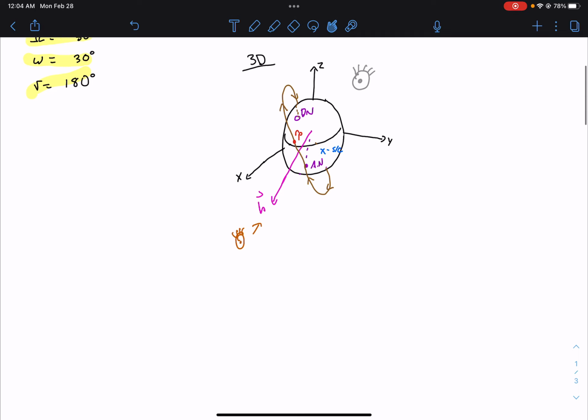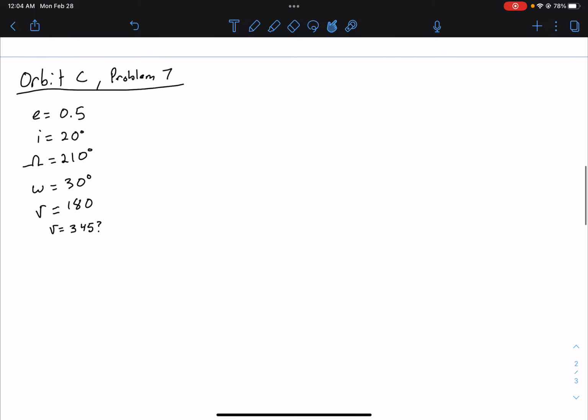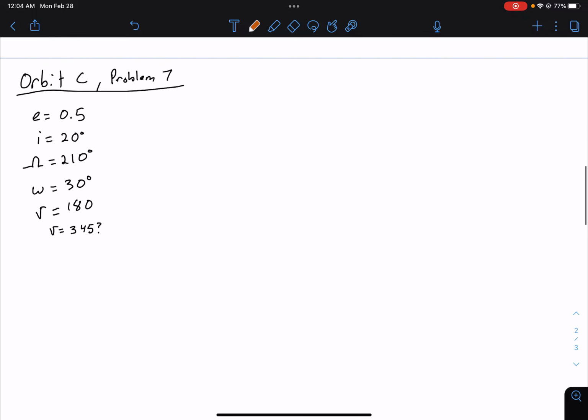Okay, let's do a quick speed round, shall we? Here is orbit C from problem 7. Now, I have not done this before, right? This was a random orbit that I selected from your homework that you can easily sketch out. So let's go ahead, right? Ellipse, right? Easily. So let's start with 2D. All right, let's go ahead, speed run this a little bit.